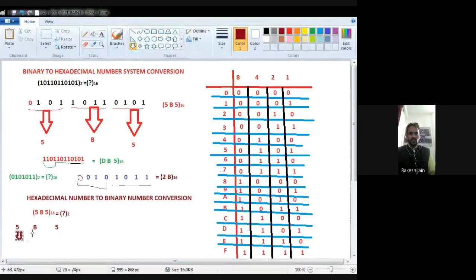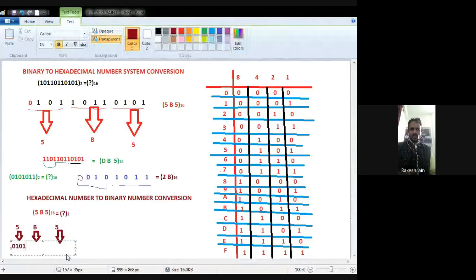Because it is a 5B5 number, just see the table and compare by which representation each number can be represented in its equivalent binary. Where is 5? 5 is 0 1 0 1. So I write down from the table 5 is 0 1 0 1. Now what is B? B is 1 0 1 1. And what is 5 again? 0 1 0 1.